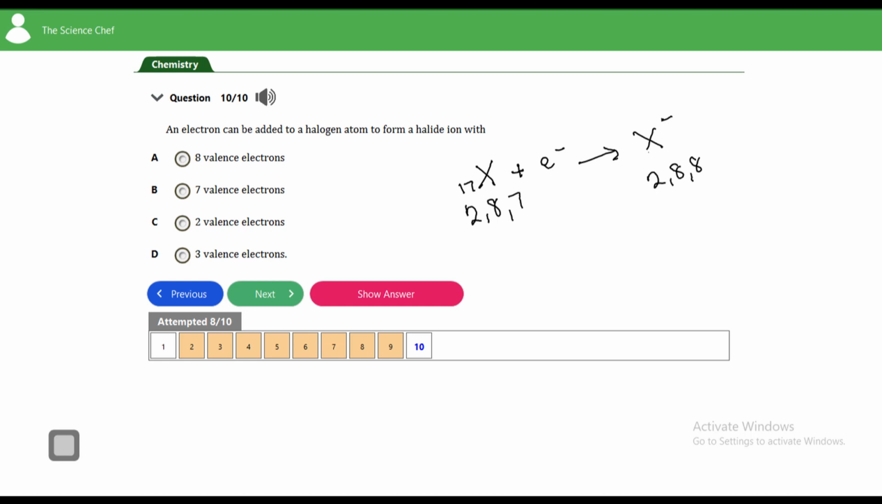If it is fluorine, it will be 9, right? That's 2, 7 plus an electron to give us 10, X minus. That's 2, 8. So what happens? Their number of valence electrons will change from 7 to 8. By the time they gain an electron to form the halide ion, the number of valence electrons changes from 7 to 8. So an electron can be added to a halogen atom to form a halide ion with 8 valence electrons, which is why option A is correct.